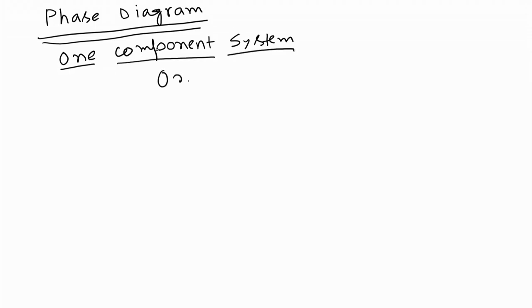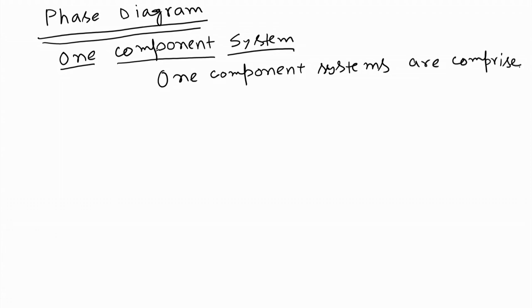One component systems are comprised of pure substances only. So, one component systems are comprised of pure substances only. Okay.